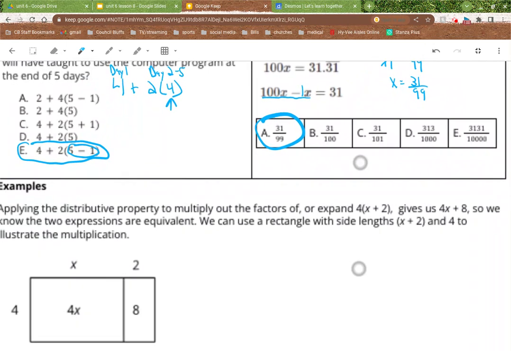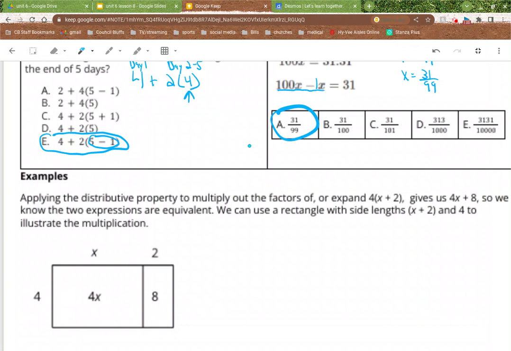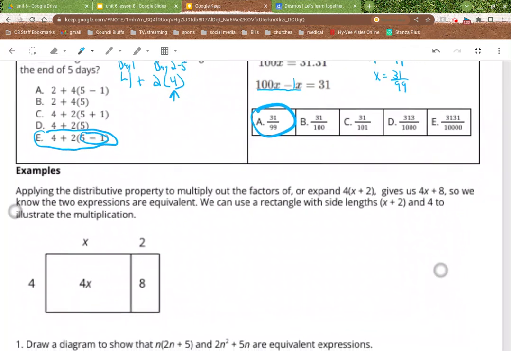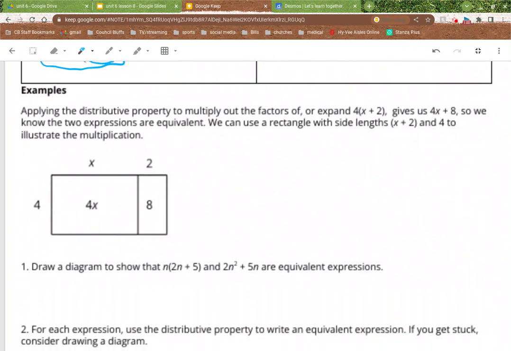Let's get into the examples for today. Today we're going to talk about finding equivalent expressions of quadratics using the area model or the box method. So let's take a look at this here. Applying the distributive property to multiply out the factors of, or expand, 4 times 2x plus 2 gives us 4x plus 8. How are they getting at?